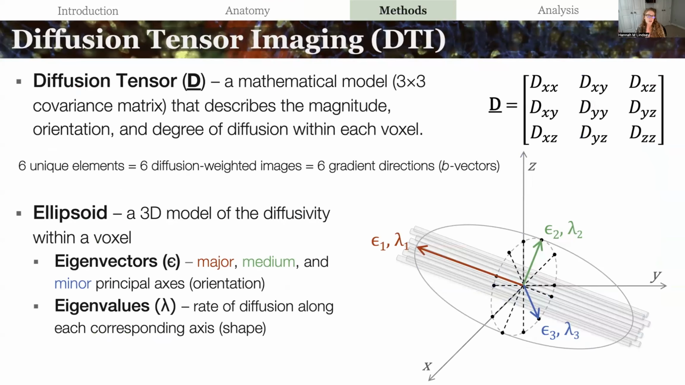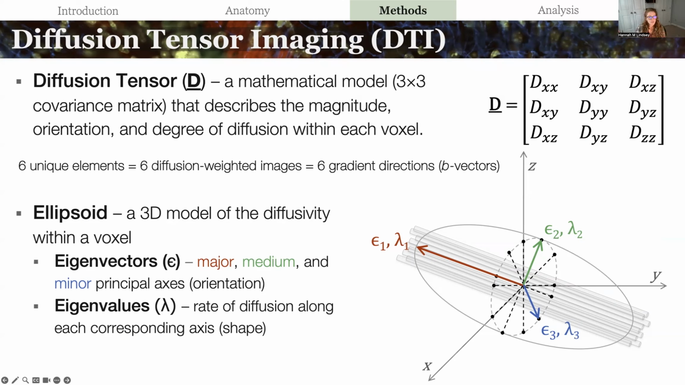Okay, so the most common way anisotropic diffusion is conceptualized and quantified is with the diffusion tensor. This is a mathematical model that assumes water diffusion in each voxel follows a Gaussian or normal distribution. In its most basic form, the diffusion tensor is represented, as here, in a 3x3 covariance matrix. That comprises six unique elements, which are these three and then these three. And these six elements describe the magnitude, orientation, and degree of anisotropic diffusion.